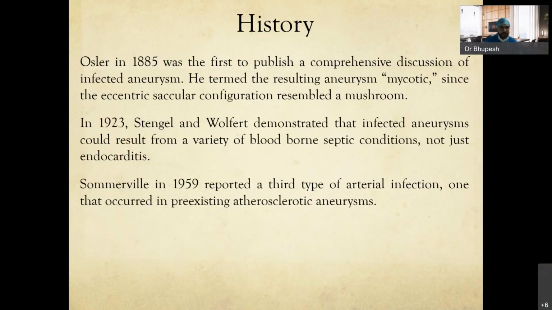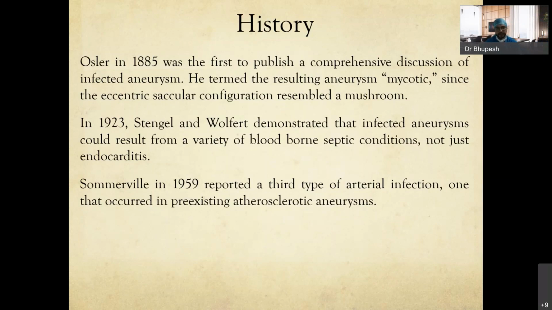Starting with the history, in 1885, Osler first published the comprehensive discussion of infective aneurysm. He termed this aneurysm as mycotic, but this created a lot of confusion. Everyone thinks it is because of a fungal infection, but he coined the term because the aneurysm he saw resembled a mushroom. So these days, this term is obsolete. We are using the term infective arterial aneurysm only, not mycotic aneurysm.